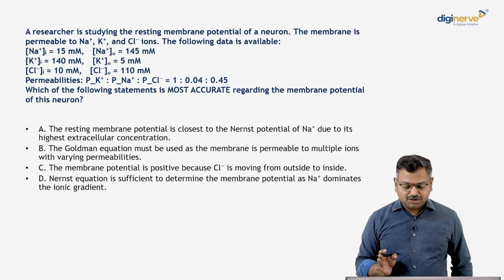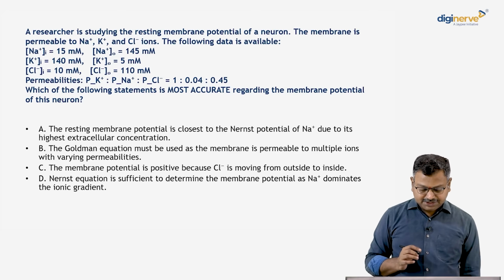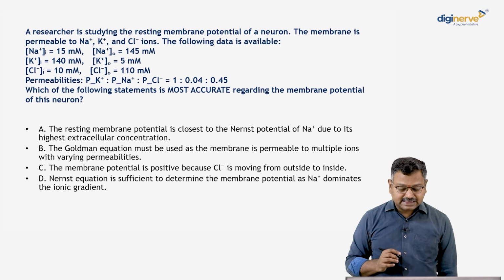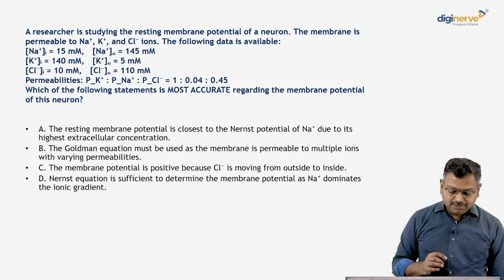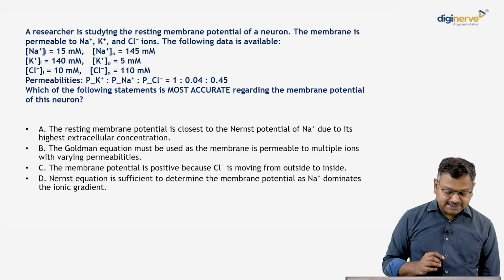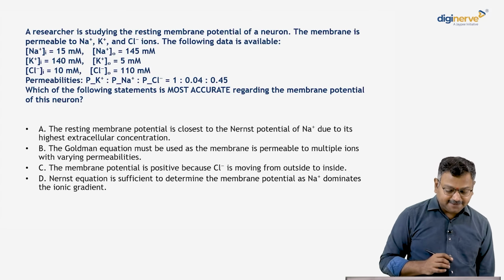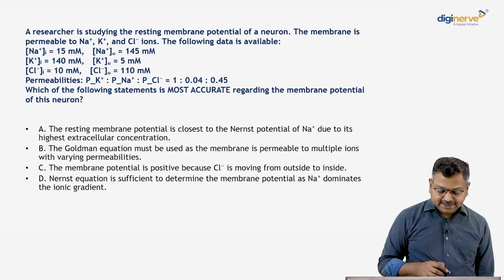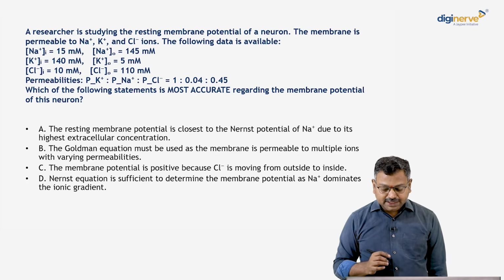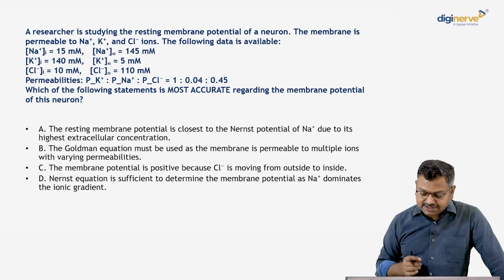Now the membrane potential of the neuron, based on these values that we are seeing. The resting membrane potential is close to the Nernst potential of sodium due to its high extracellular concentration, that is what is given. Goldman's equation must be used as the membrane is permeable to multiple ions with various permeabilities. The membrane potential is positive because chloride is moving from outside to inside. The Nernst equation is sufficient to determine the membrane potential as sodium dominates the ionic gradient. So here please remember the Goldman equation and the Nernst equation they have given. These are the 2 equations.